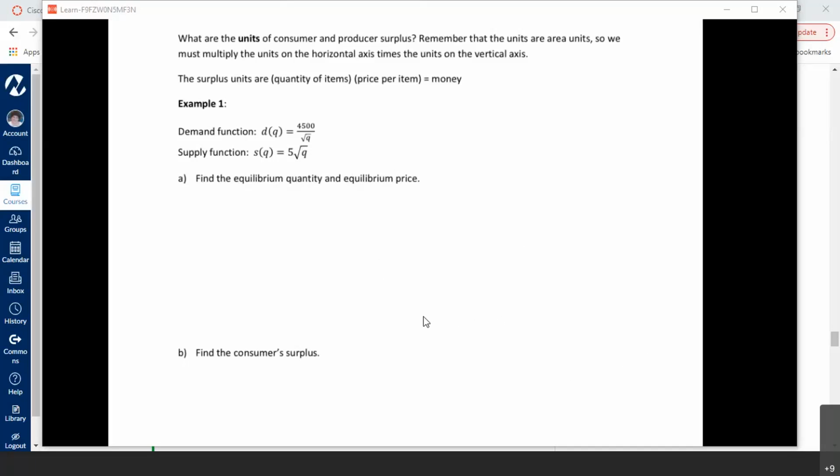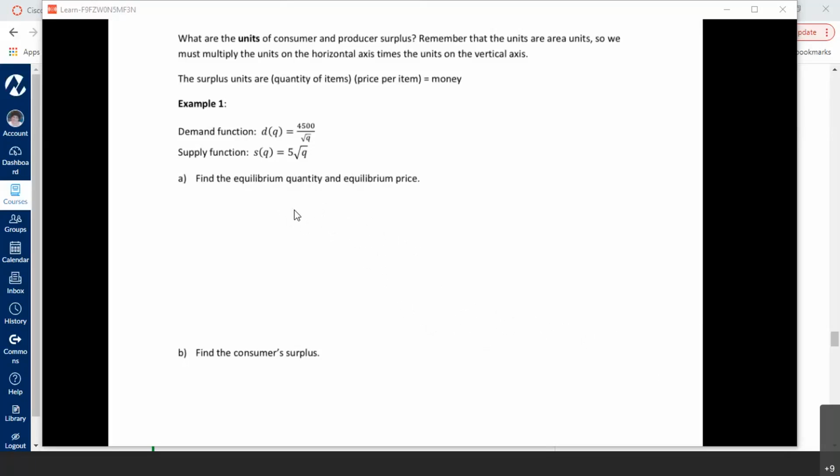Think about what equilibrium means in terms of supply and demand. Good idea, Benjamin. So we would set these two equations equal to each other, and find the value of Q that makes it true. Why don't you try that?